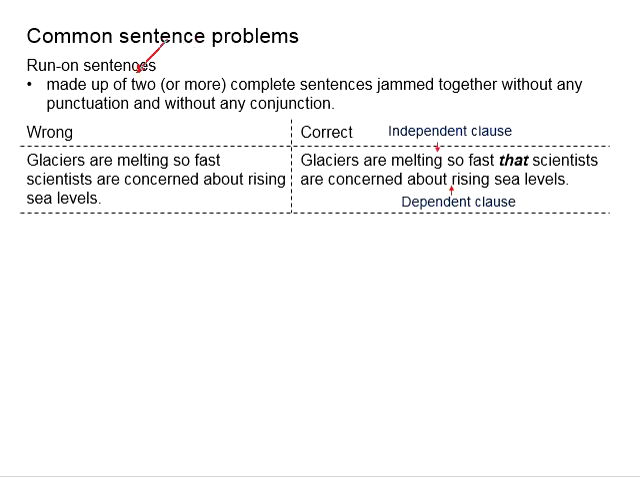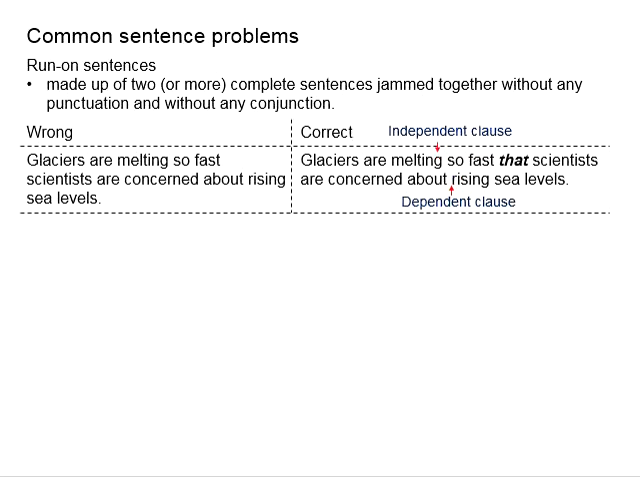Next, let us look at run-on sentences. This basically refers to sentences made up of two or more complete sentences jammed together without any punctuation and without any conjunction. Taking this as an example: glaciers are melting so fast, scientists are concerned about rising sea levels. If you read this sentence, it seems awkward. It is as if there are two sentences, which are supposed to be separated into two sentences.